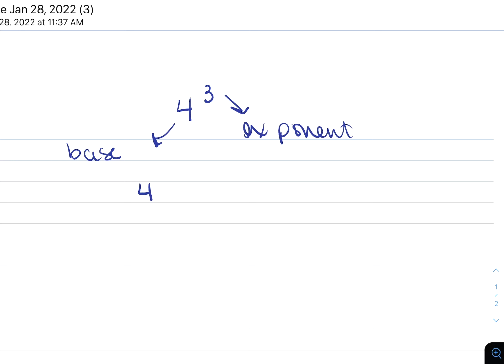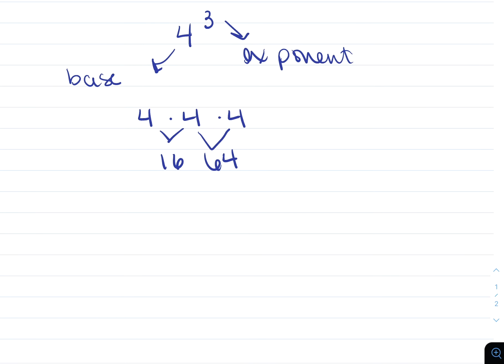So we have 4 times 4 times 4. So that's 4 to the third power. So how we solve this is we take 4 times 4 gives us 16, and then we're going to multiply that 16 by 4, which gives us 64.